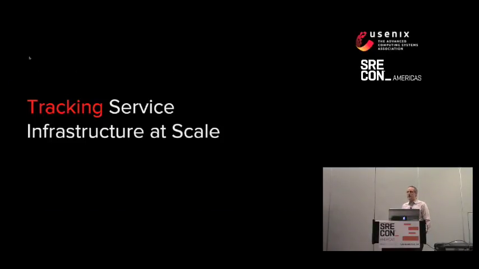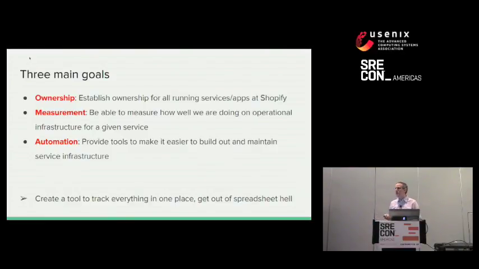So now we get to the actual details of the project. How do we do a better job of tracking these services? We had three main goals for this project. The first one, which might seem odd depending on what your company is like, is defining ownership. We actually didn't have concrete owners of software at Shopify. It was a very collective kind of ownership model. So we wanted to define owners. We wanted to be able to measure how well we are doing and whether we are getting better or worse. And then most importantly, we wanted to use this as a platform for building out automation so we can make it easier to get better.